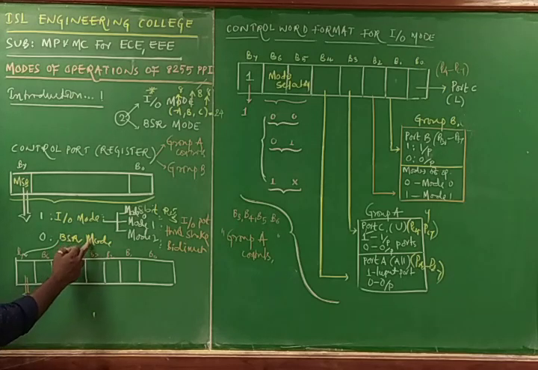We are going to study the control word format of BSR mode only. BSR mode means it requires the MSB to be 0. Whenever the MSB bit of the control port or control register is programmed to 0, then the 8255 is programmed to operate in the BSR mode of operation. In BSR mode of operation, what is the functionality?